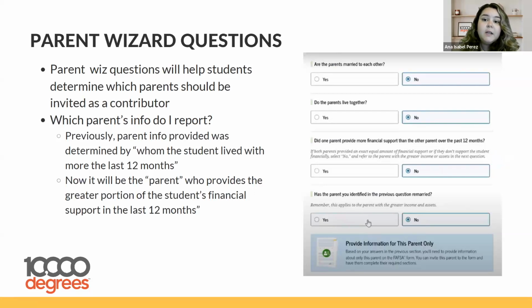And now they're going to be talking about the parent who has provided the greater portion of the student's financial support in the last 12 months. And that's why these questions are so important, because based on how the student answers these questions, that's who they're going to have to invite. As you see at the bottom too, if the parent has remarried, they also will have to provide information about their current spouse.